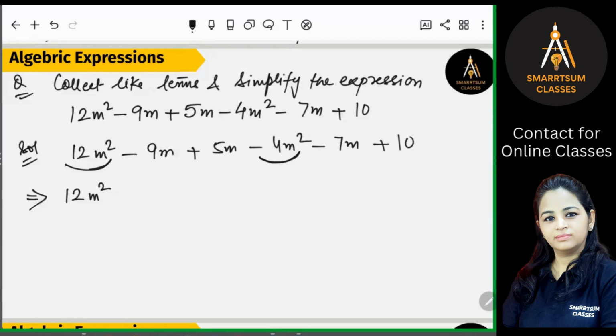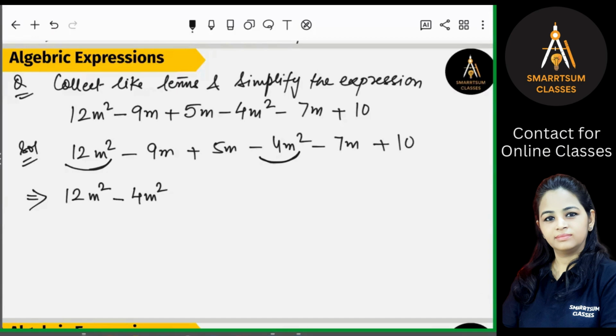12m square. And whenever you are shifting a term, always shift it along with its sign. So what is the sign of 4m square? It is negative. So write minus 4m square. Shift it along with the sign. Okay, so we have collected the m square terms.